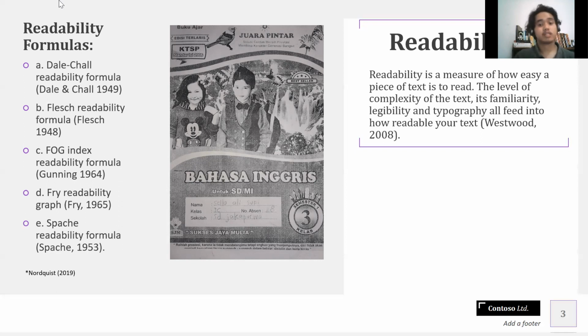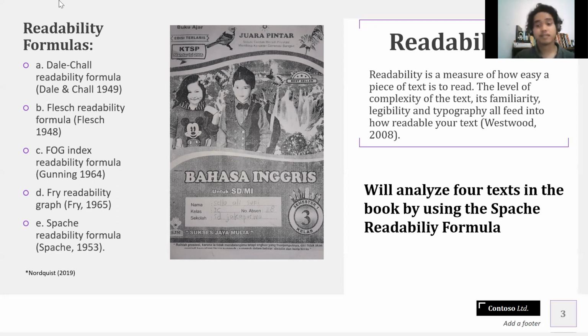According to Nordquist in 2019, there are 5 famous formulas to measure the readability of reading text, as you can see in the slides. And in this research, I will use the Spache readability formula from 1953 because the Spache readability formula is proven to work best on texts for children under the age of 9, which is in line with my research objective, which will examine the readability level of third grade textbooks. And next, the previous study.